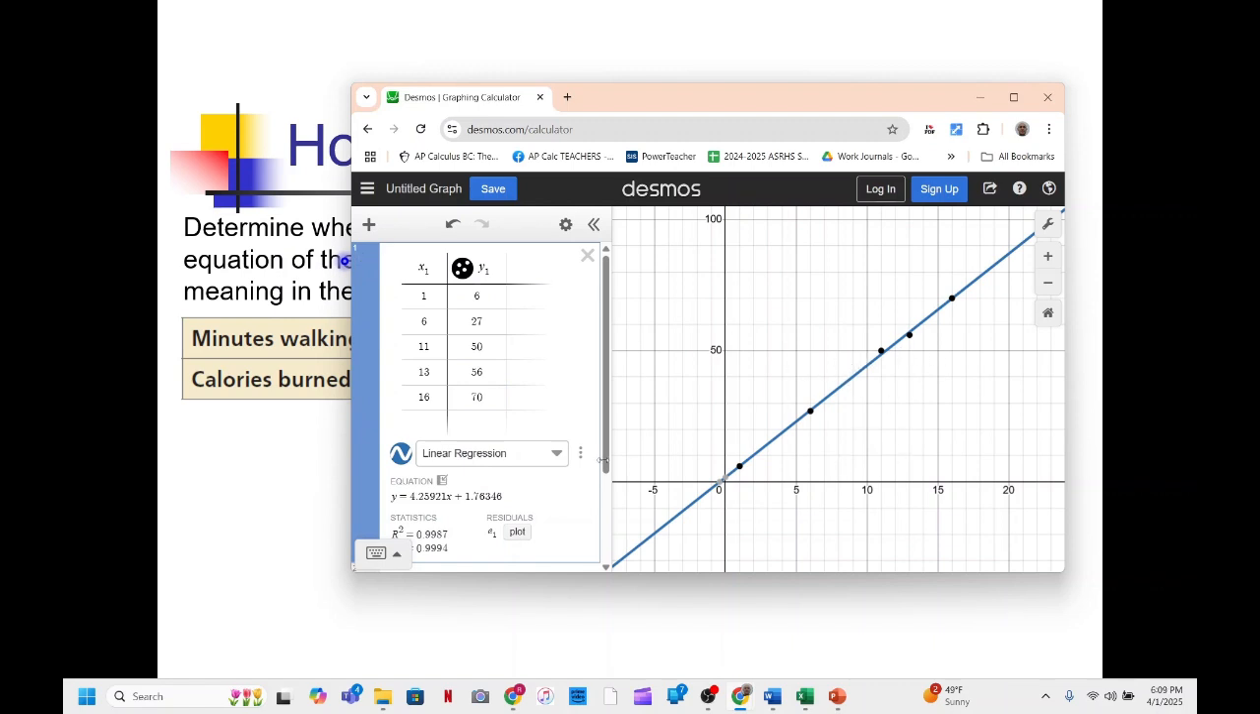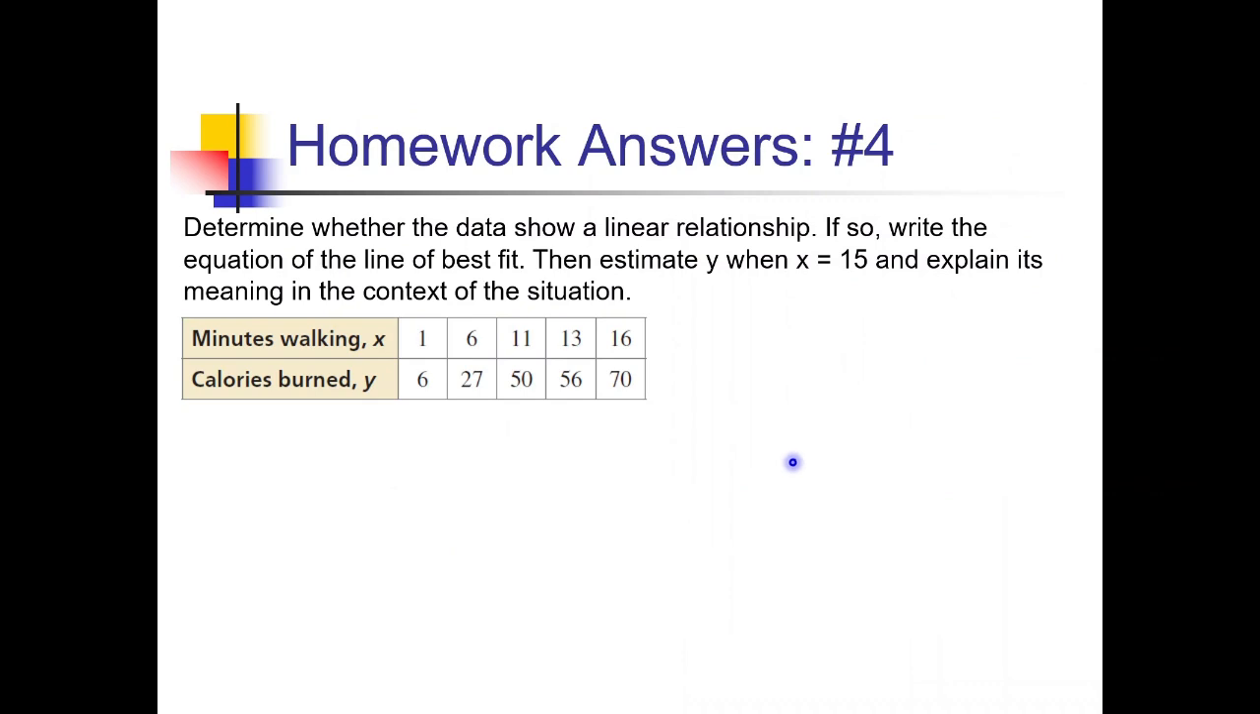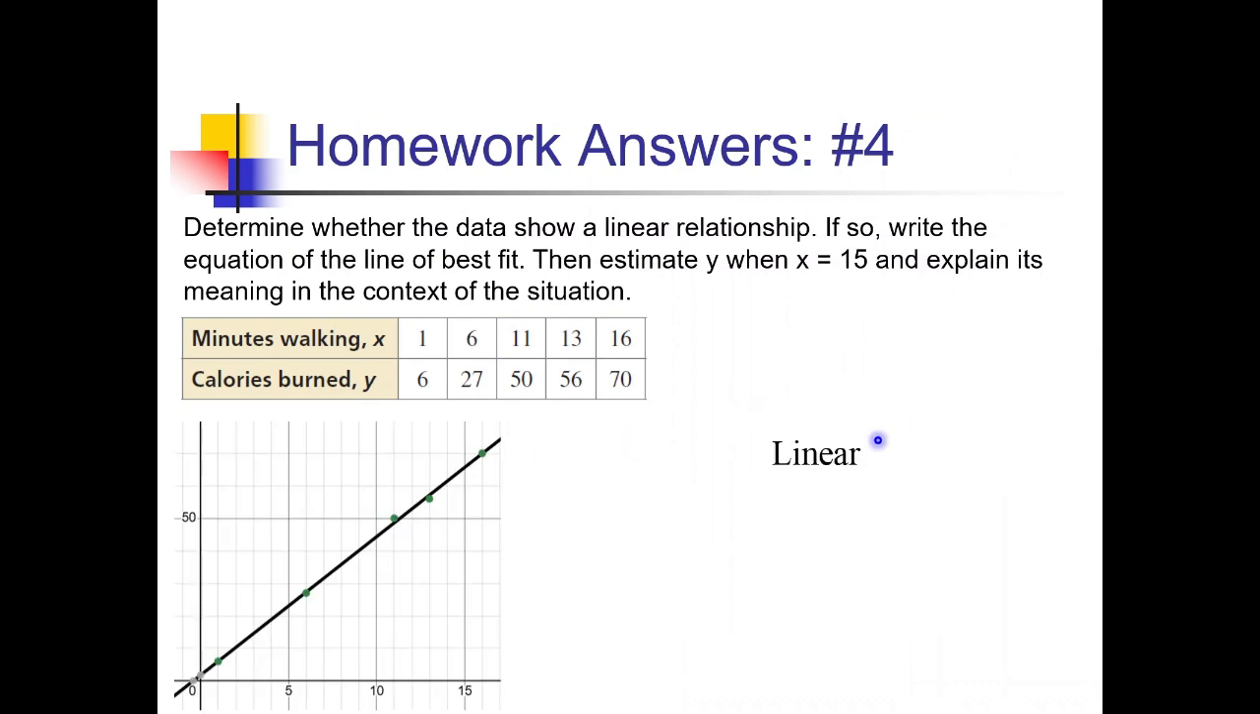So now I want to write my equation here. This is y equals 4.2 and some change plus 1.7 and some change. I'll just round it off a little bit here. So we've got the picture, definitely linear. There's my equation, and I'll call this f of x. You can call it y or f of x, doesn't matter.